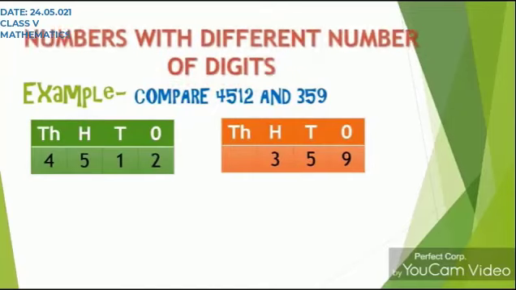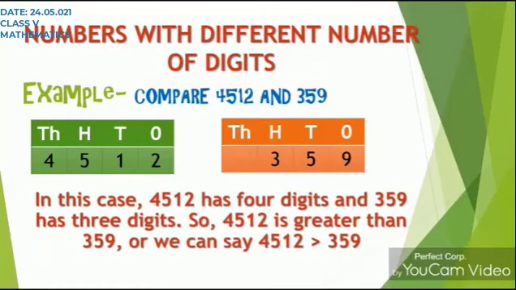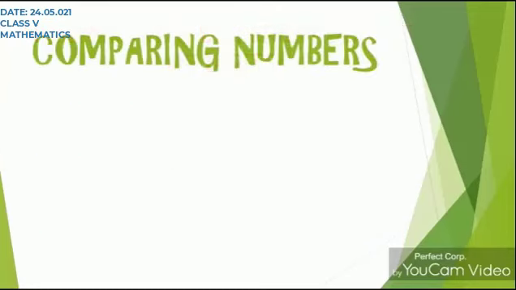4,512 and 359. When we compare these two numbers, the very first thing we can see very clearly is that the first number has 4 digits while the other number has 3 digits. So the number with the greater number of digits is the greater one. We can say it, 4,512 is greater than 359.